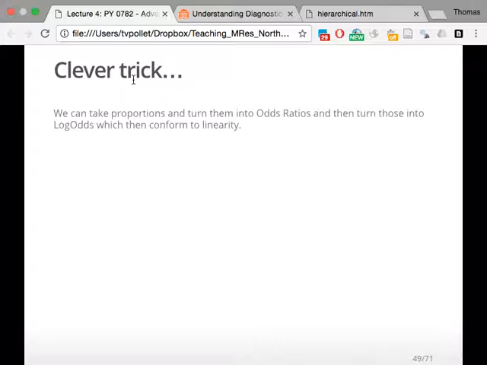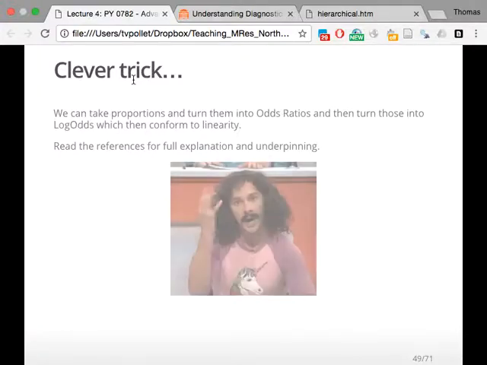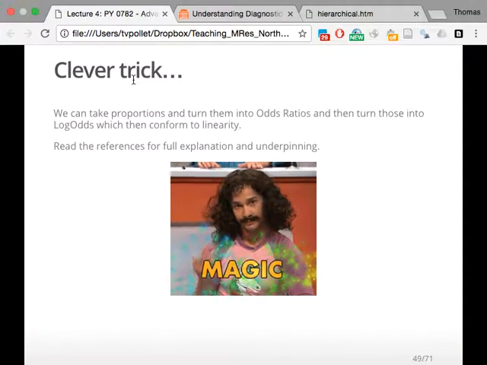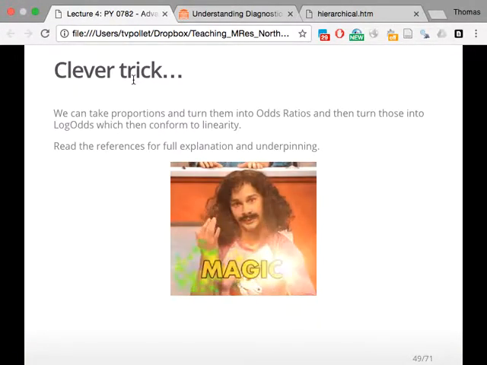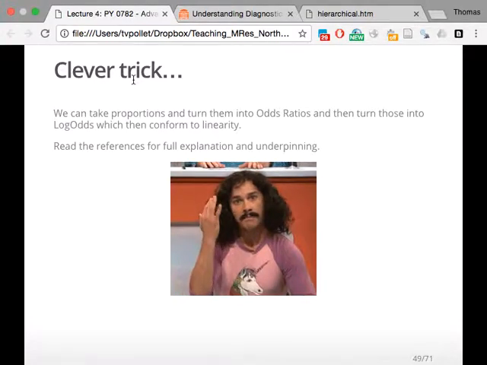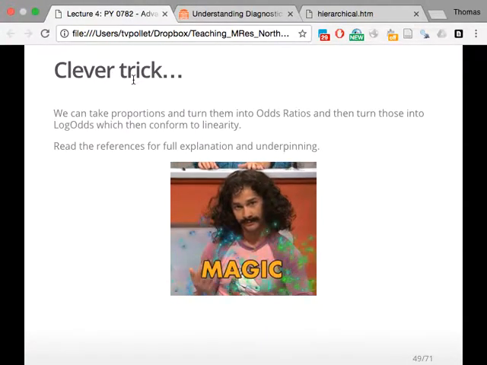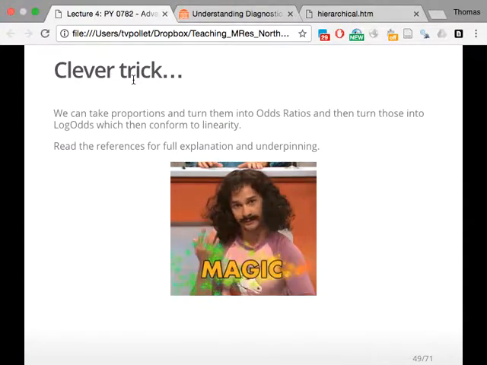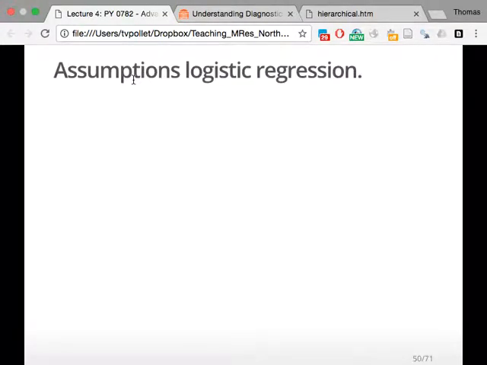And those odds ratios we can convert into log. We can take the log of that, and that will be linear. And there's mathematical reasons why that's the case. I won't bore you with this, but this is how it works. You can read the references for a full explanation. Just in a very brief nutshell, that's what's behind it. So we take proportions, we turn them into odds, into odds ratios, we take the logarithmic transform, and then we get something which looks linear. So magic. Some type of magic.